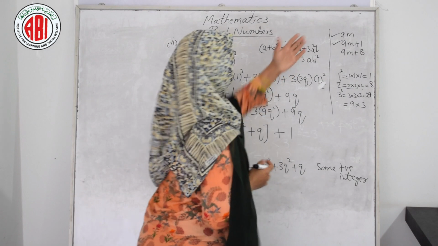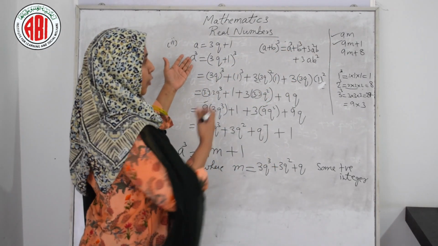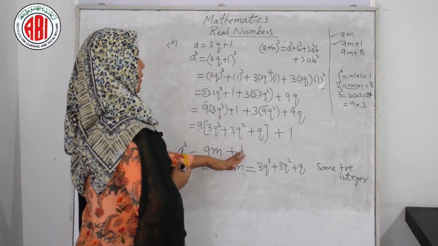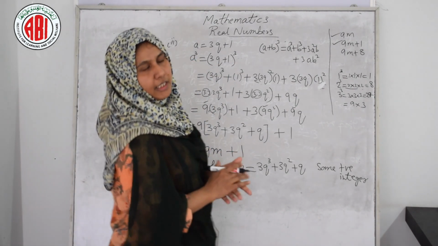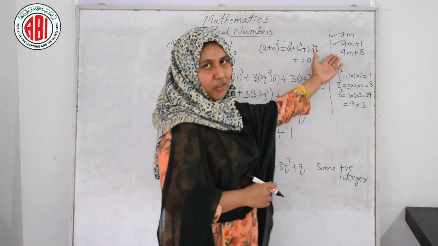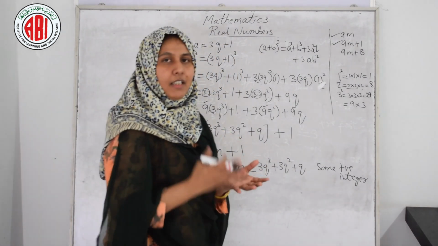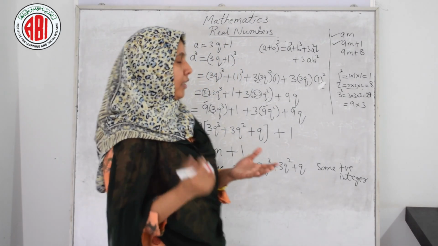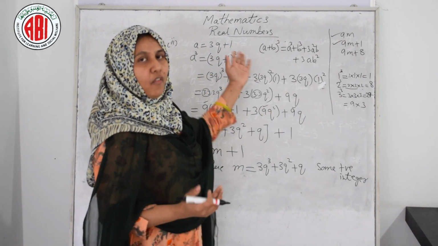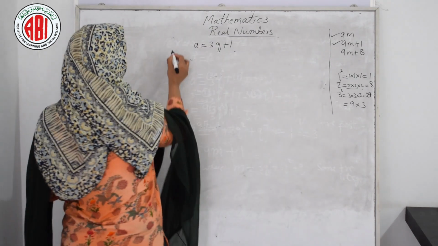So 9m and 9m plus 1 are finished. Cube of the positive integer comes in the form of 9m and 9m plus 1. Okay, I hope you have understood. Now what about the last one we have to prove? How can we prove it? By taking what is left here, remainder r equals to 2. For remainder 1 we have done, for remainder 0 we have done, for remainder 2 we have to do. So let's continue for third case.